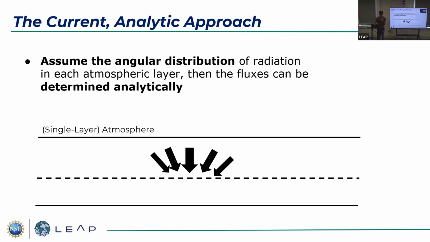So the current analytic approach, and this has been done since at least the 1980s, probably even earlier, is that you assume an angular distribution of the radiation in each atmospheric layer. And if you do this, your flux can then be determined analytically. So you solve everything analytically, compute everything, that's it. You're done, no need for any data.